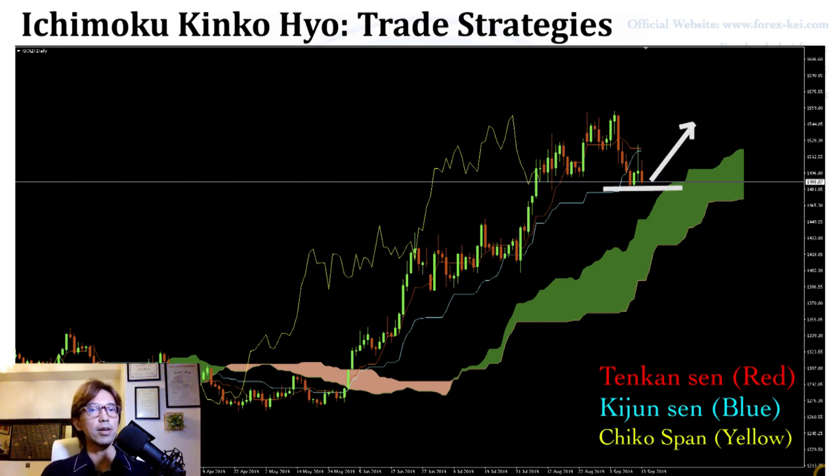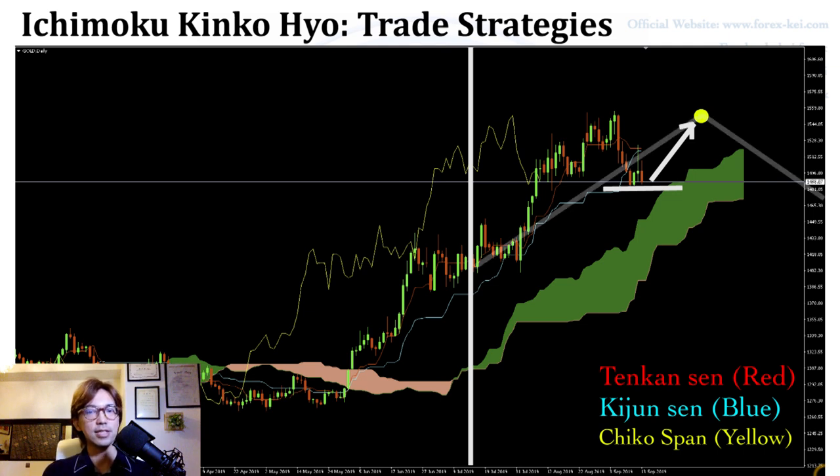And if it marks another high, then you take that high and go 52 days backwards, and you compare the price with the Chiko Span 2 and draw lines like this so that you know the momentum of the market at that time. So this is basically how I use Ichimoku Kinko Hyo in my real trading, and it's been working very well, especially on daily or above.